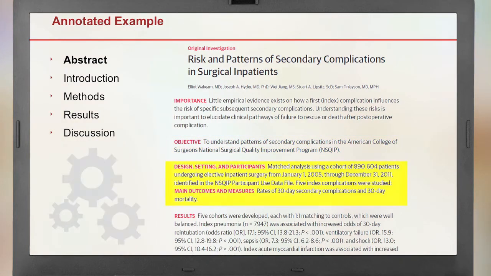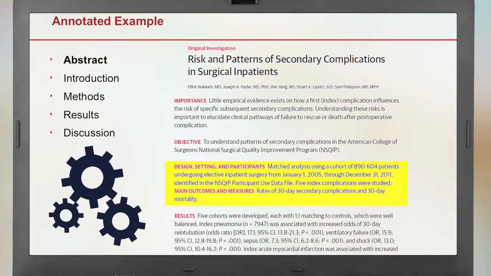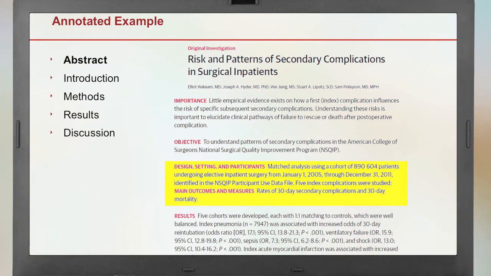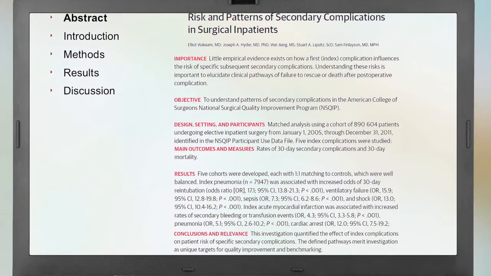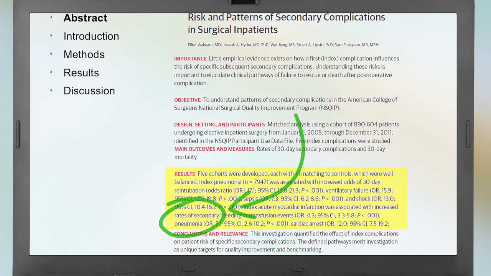The third component focuses on the methods of the study. Here we see it was a large study over the course of several years, focusing on certain complications. The next component outlines major results. Here, patients who experienced certain index complications had higher odds of certain secondary complications. The final component discusses the study's implications. Here, the authors conclude that quantifying the effect of index complications presents opportunities for quality improvement.